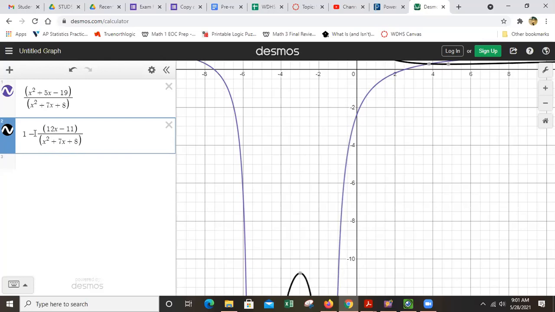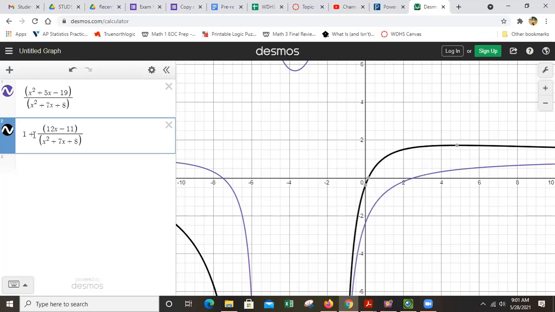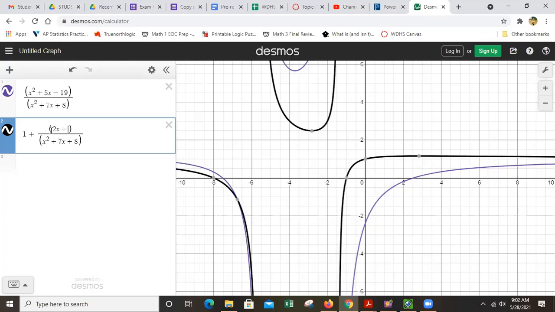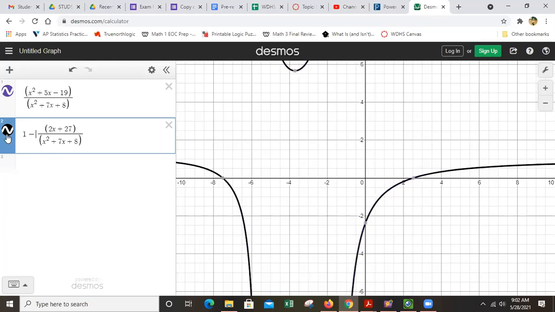Y'all, please don't type everything in 50 million times. You can see the black line down at the bottom. Let me go home so you guys can see a little better. You guys see that there's a black and a blue line on there. Okay, so let's try the next one. It says 1 plus 2x plus 27 over x squared plus 7x plus 8. No good, right? So maybe it's 1 minus. And remember, you can turn it off and on. Everybody good? All right. So your answer for that one would be D.